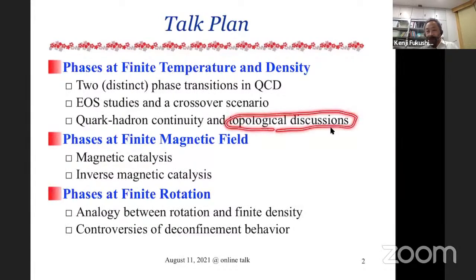So, how to distinguish quark matter from nuclear matter. This is a very, very interesting topic. And then I will switch gears to the next topic, which is the phase diagram at finite magnetic field. This is very, very interesting, and there were some confusing things. Recently, we did some interesting work, which I will introduce. The final topic is finite rotation. This is another very interesting topic.